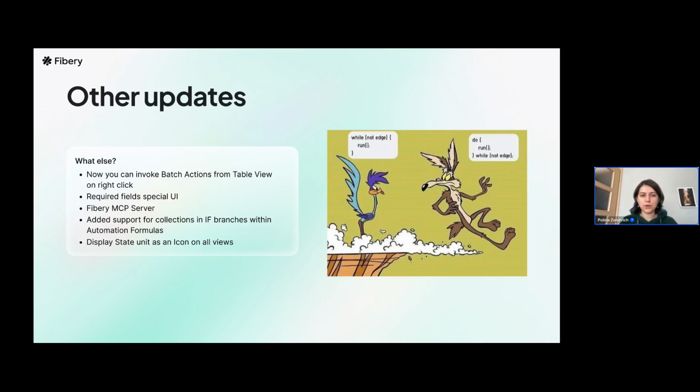We also added support for collections within automation formulas and if branches. Maybe no one mentioned it, but once you need it, you will see it, you will feel it. And now you can display state unit as an icon on all views.